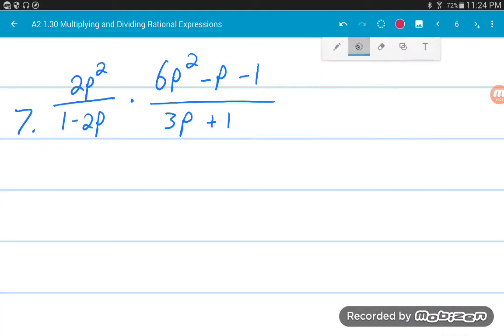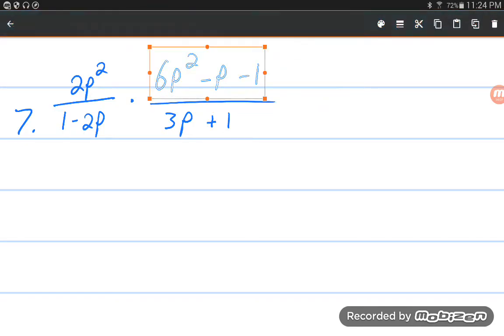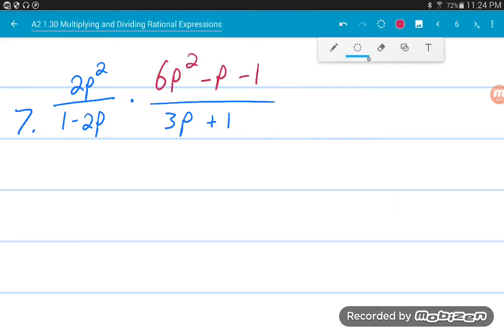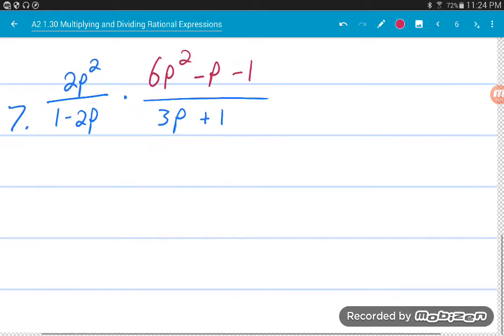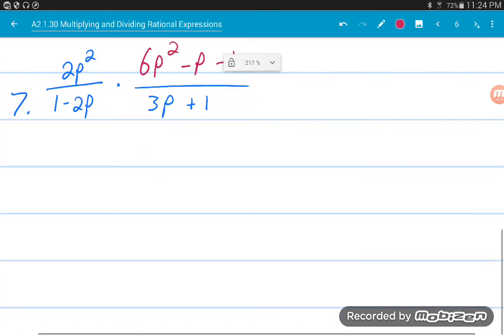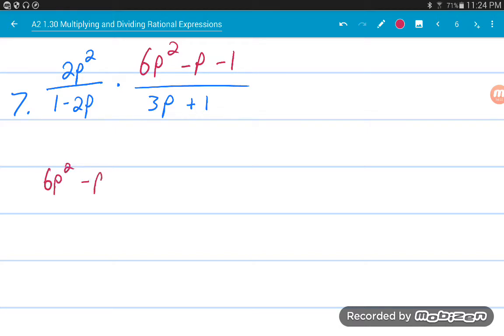So the only thing that I can factor and that I have to factor is this guy up here. So let me change his color so that I can color code all this. I just want to change what that looks like, because I don't like that. I know that it can be broken up, I just don't know how yet. 6p squared minus p minus 1.